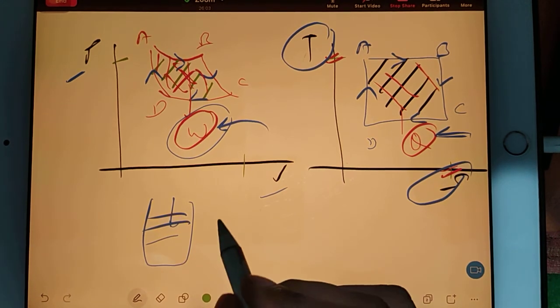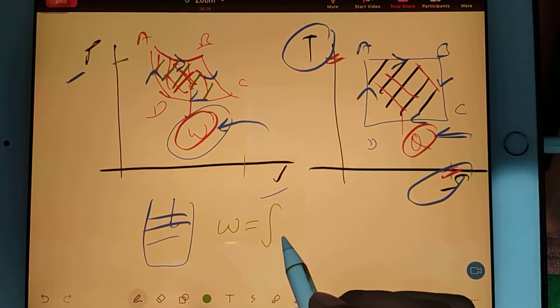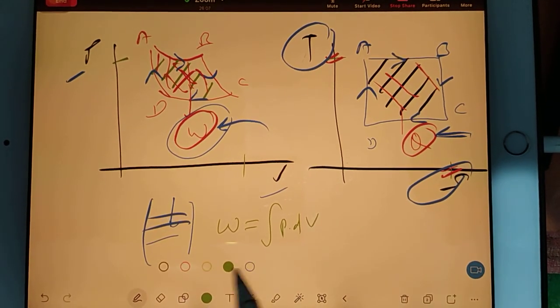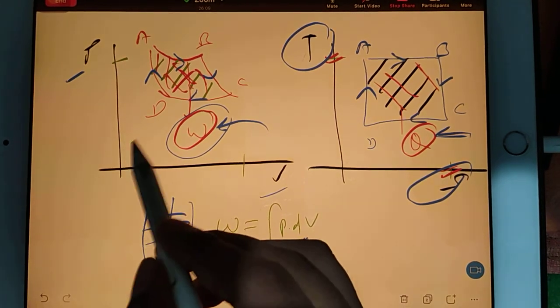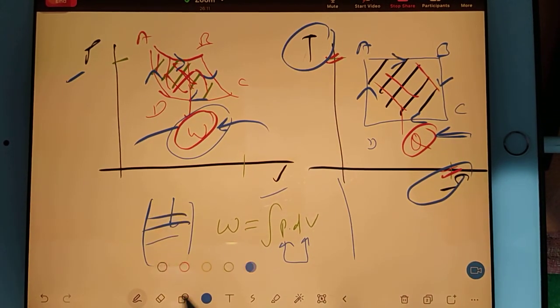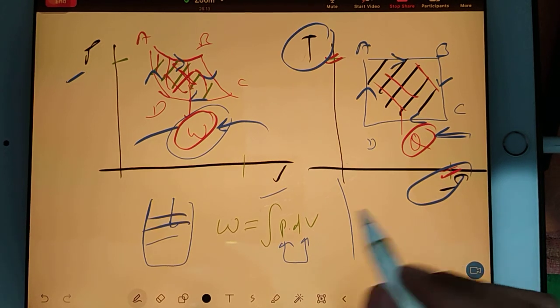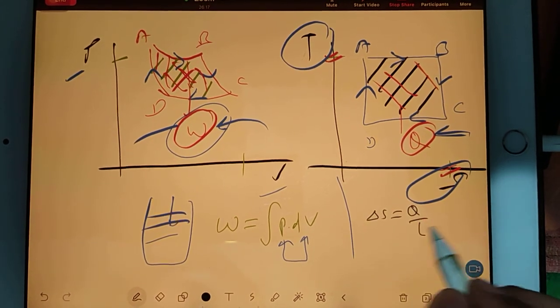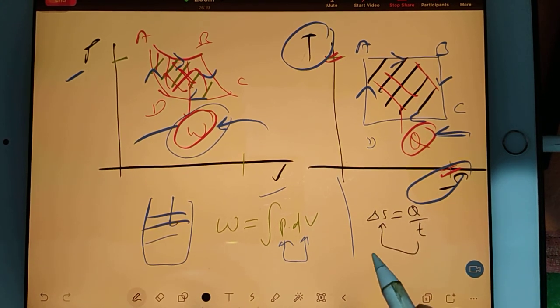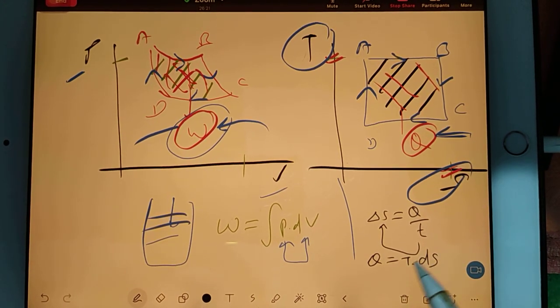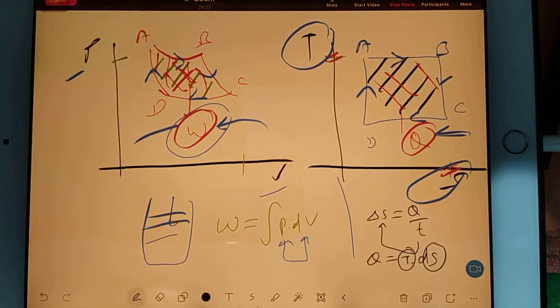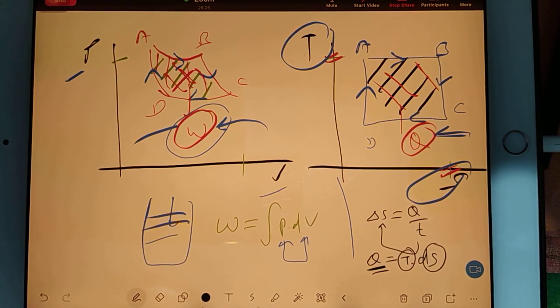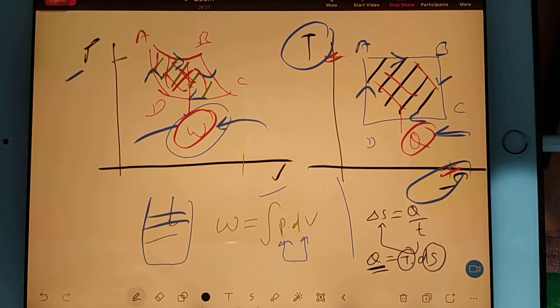That's why the work formula comes as integration of P dV. It means we are multiplying pressure and volume, that's why we get the area. But when you talk about entropy, which we have discussed today, del S was equal to Q by T, and if you multiply by T here, your Q is equal to T dS. So the area under T and S gives you heat. Okay, now we'll take another topic.